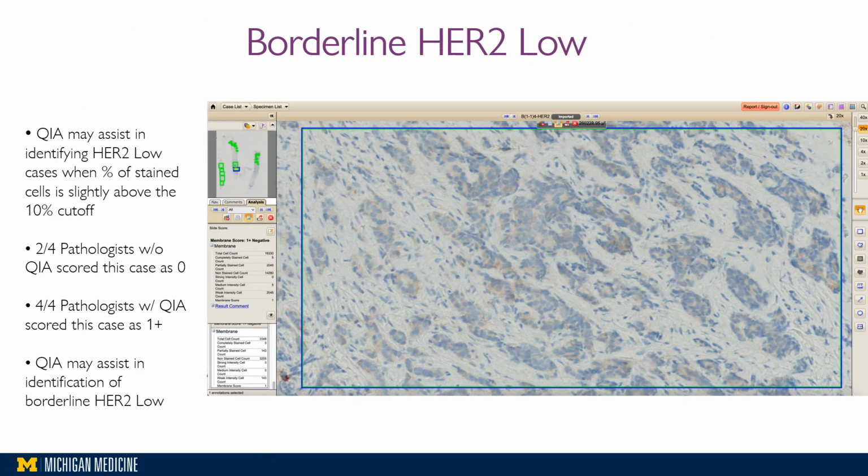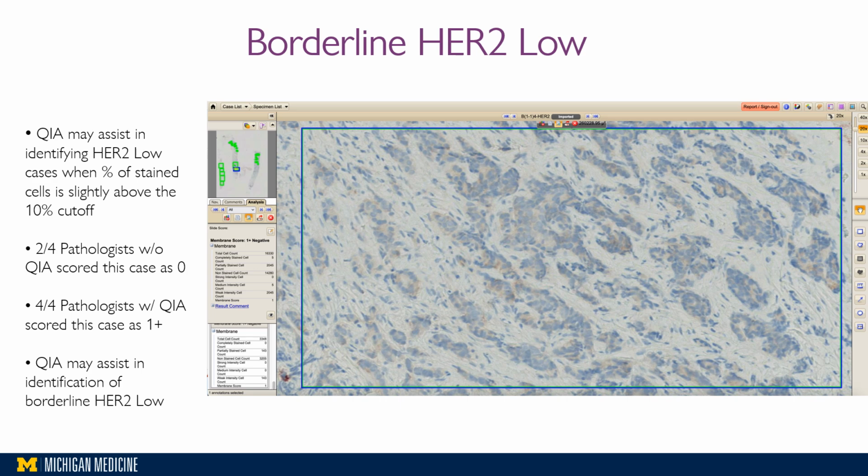Our study shows that quantitative image analysis could be instrumental when the percentage of stained cells slightly exceeds the 10% cutoff used in identifying HER2 low cases. To illustrate this point, we examined a particular case where the percentage of stained cells was just above this threshold. Without quantitative image analysis, 2 of our 4 pathologists scored this case as 0.